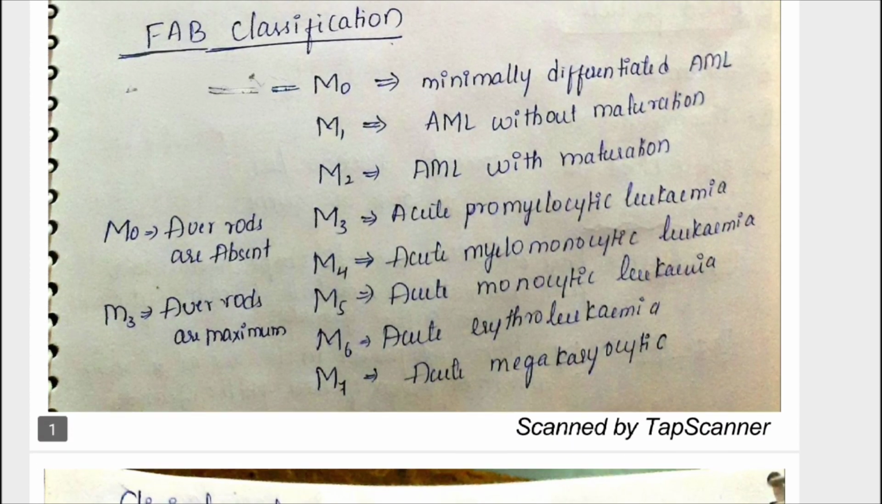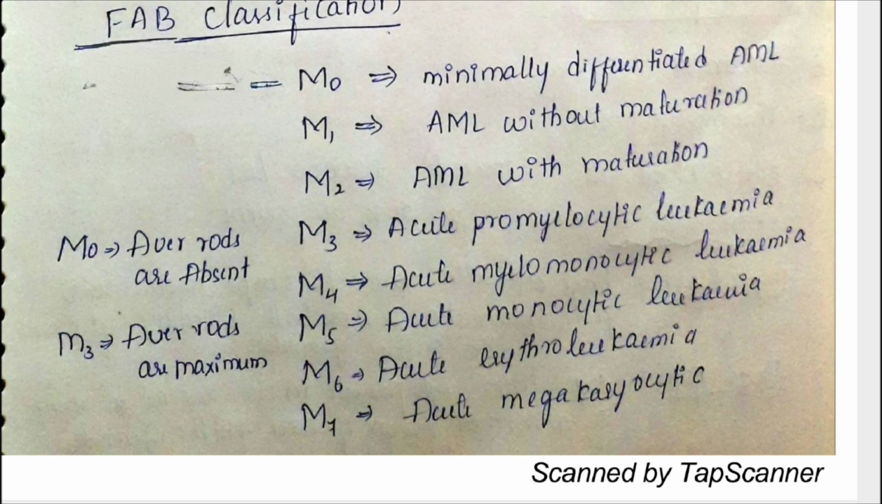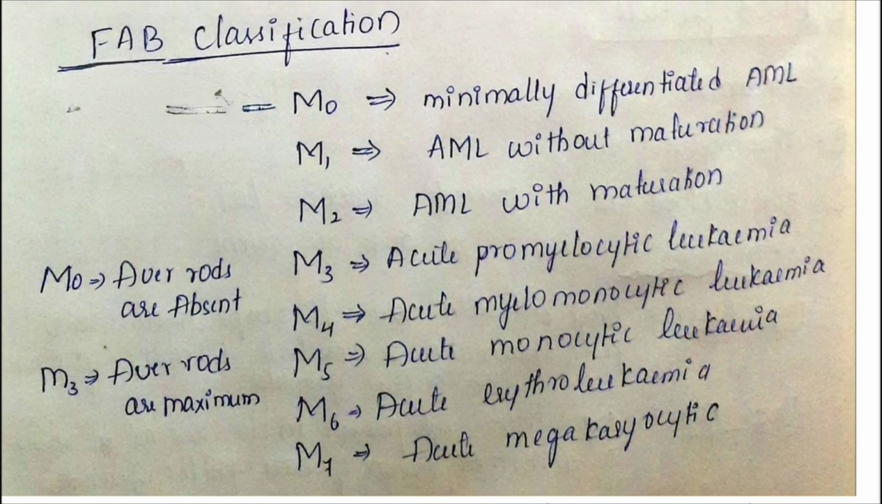Next is FAB classification. It is divided into 8 types, that is M0 to M7, and it is a very simple classification. In M0 Auer rods are absent, and in M3 Auer rods are maximum. So what are Auer rods? We will see in the upcoming video.